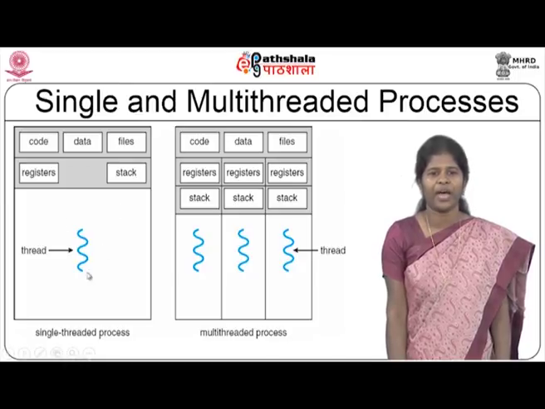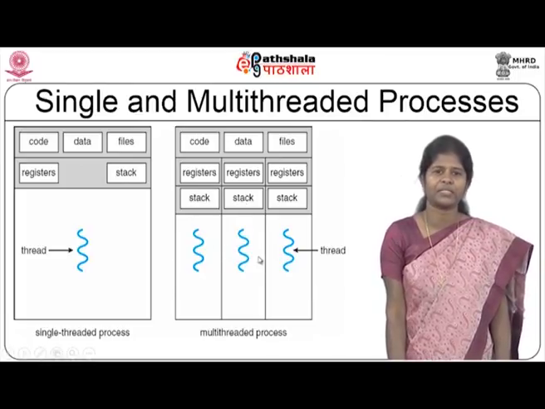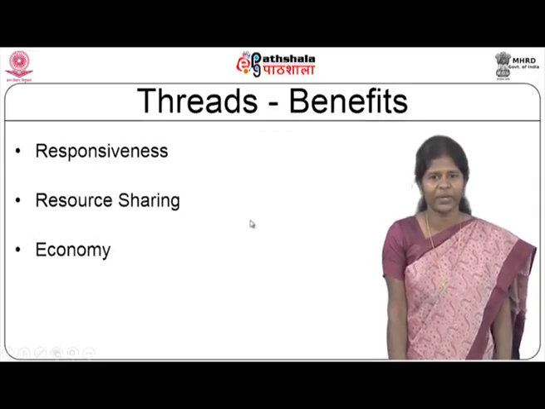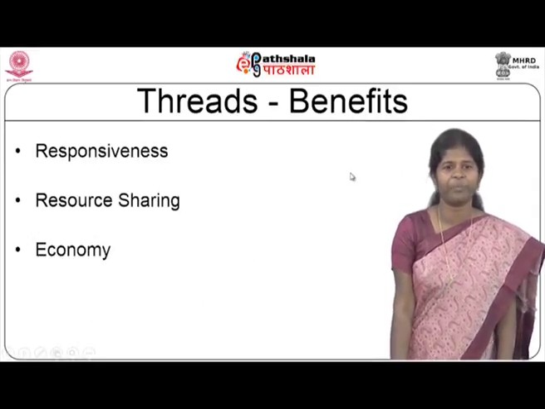And so on, and you have only a single thread of execution, or a single sequence of execution. In a multi-threaded process, you have code, data and files which are common to all the threads, but each thread has its own stack and registers, and they can execute in parallel, concurrently. So, when you look at threads, it has a number of benefits.